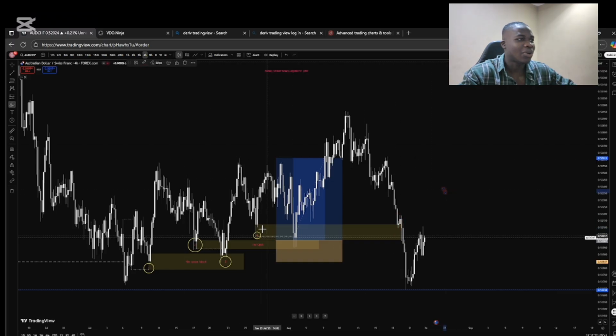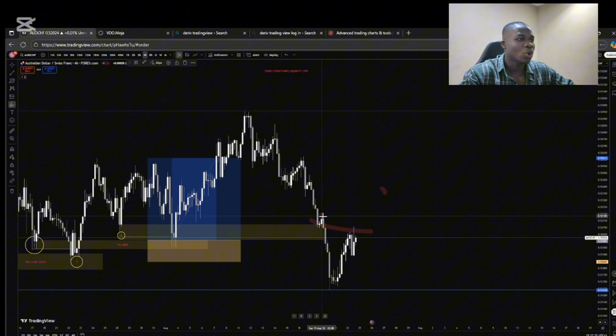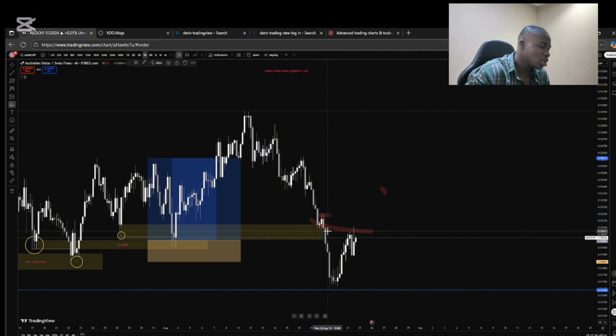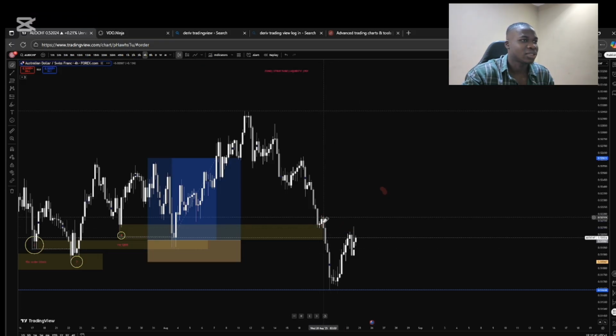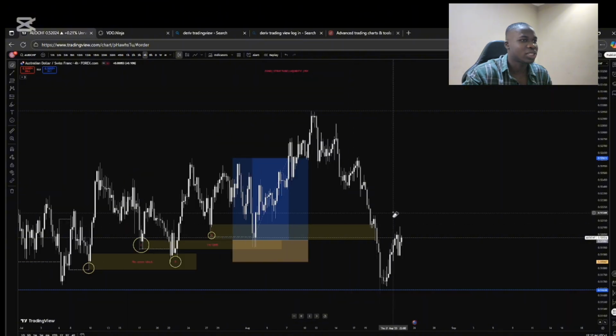But then I was expecting this third candle to engulf at least 50% of this candle, but it didn't engulf 50%. So the moment it didn't engulf 50%, I knew it to be a loss. But my risk is well defined, so there's no reason for me to quit. I just had to let it hit my stop loss.